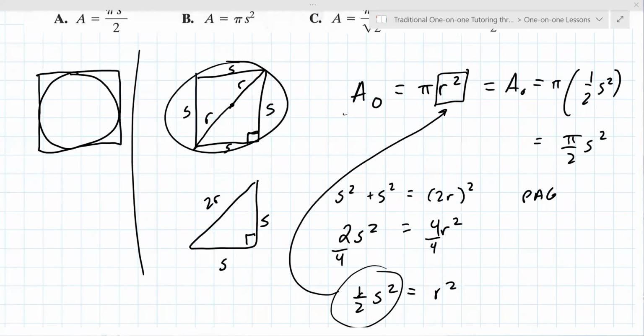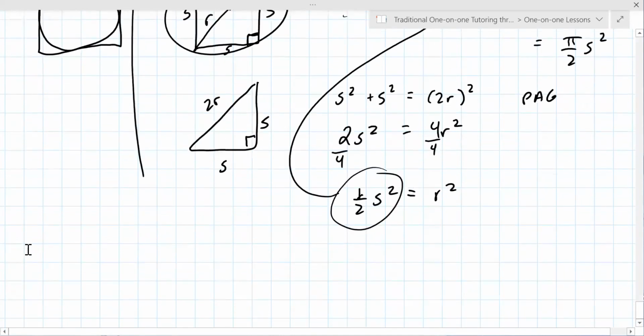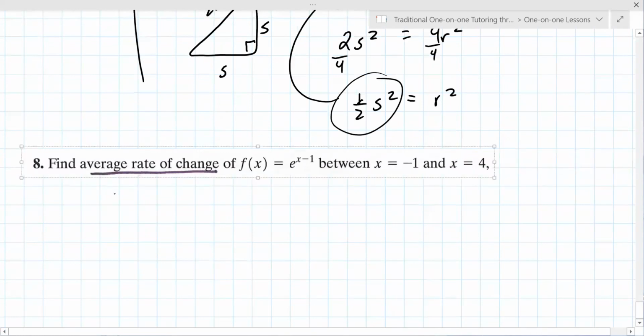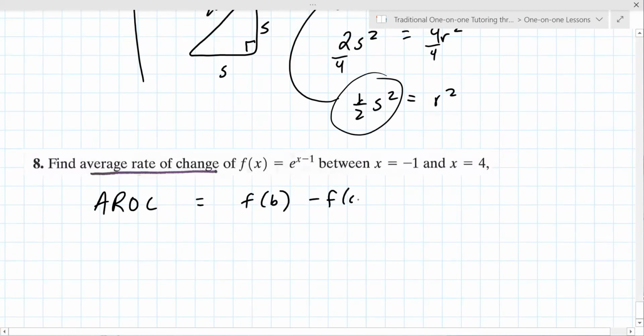All right, so we're gonna do number 8 without a calculator. We're just gonna show how to do the average rate of change, because that's a formula you might need to know. The average rate of change, or AROC, as the instructors like to call it, is f of b minus f of a over b minus a. You might be wondering, what is a and what is b? That's a and that's b. A is always the smaller one.